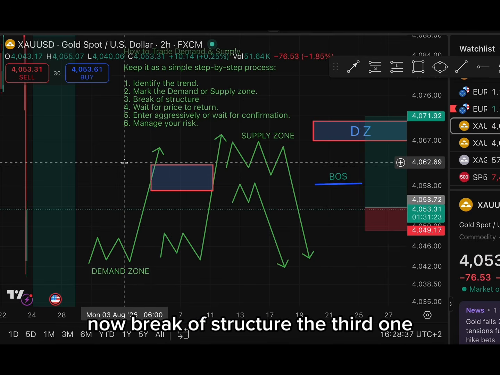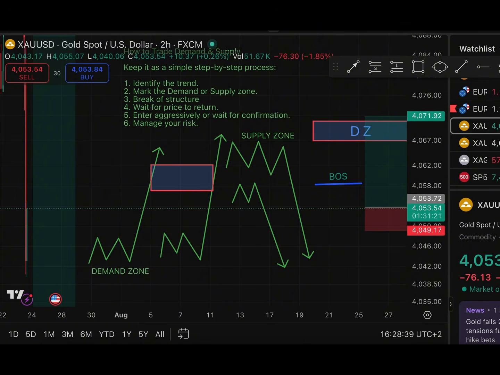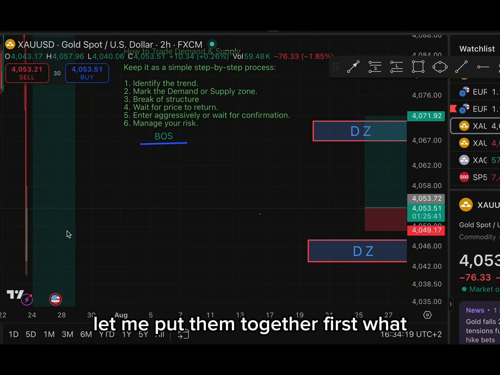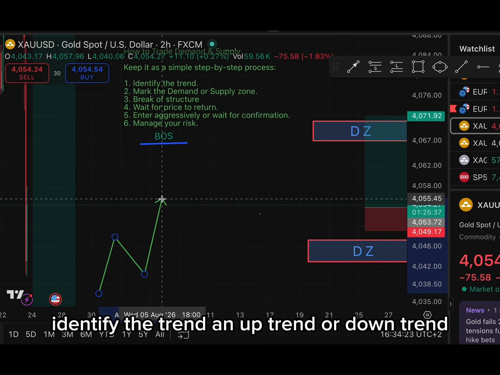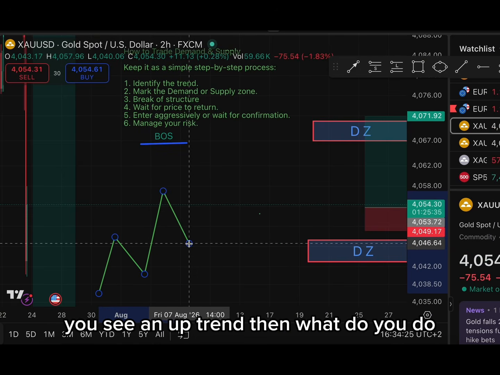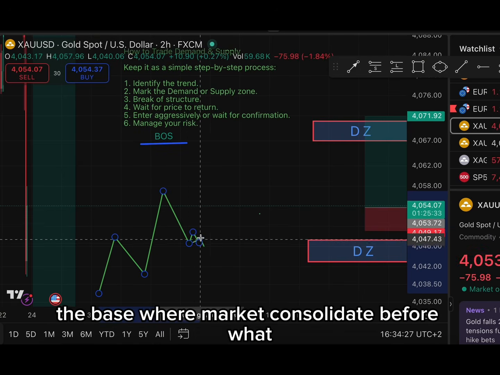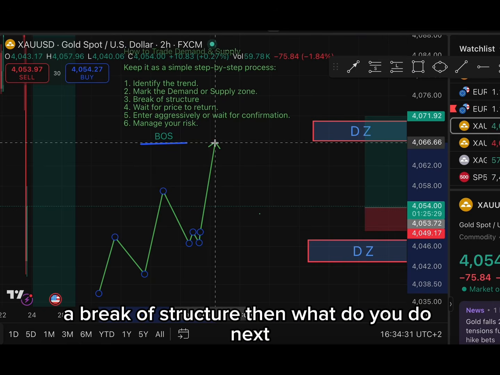Now, break of structure. The third one. Let me put them together. First, what? Identify the trend. An uptrend or downtrend. You see an uptrend, then what do you do? You look for what? The base. When the market consolidates before what? A break of structure.